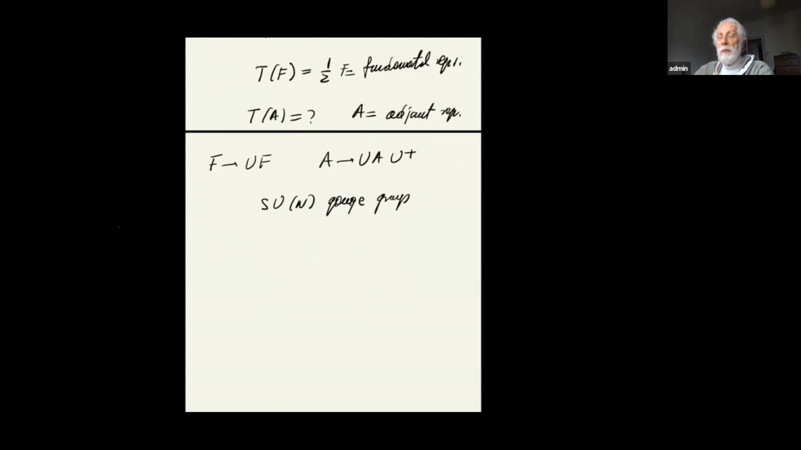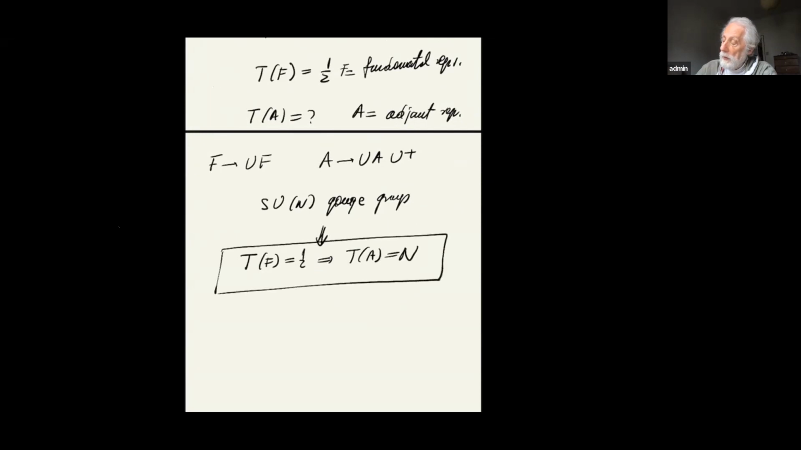So how would I prove something for N, for the adjoint? Let me give you the result. T of fundamental is a half. I can prove that T of adjoint is equal to N in SUN. How would you prove it?